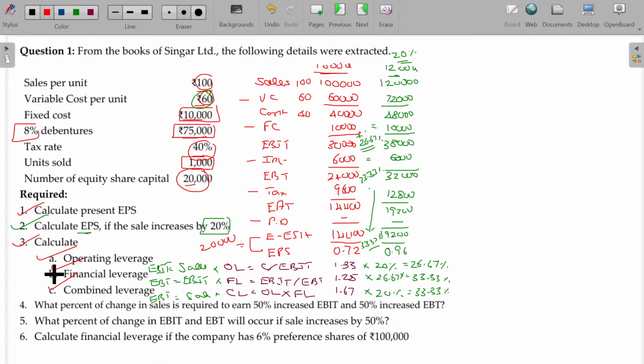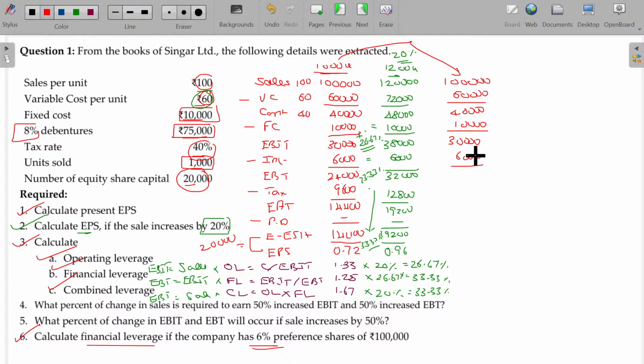Before I go for fourth and fifth, let me try to finish off sixth one. Calculate financial leverage if the company has 6% preference shares. Sixth option. So the sales being 1 lakh, variable cost is 60, contribution 40, fixed cost 10,000, EBIT 30,000, interest 6,000. I am recopying this one directly.